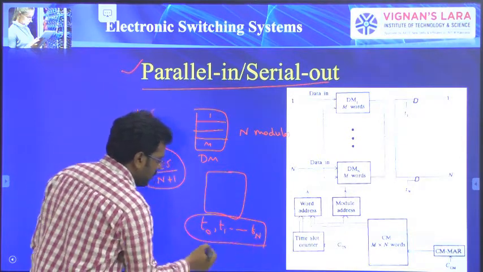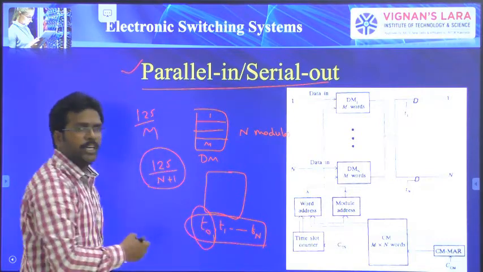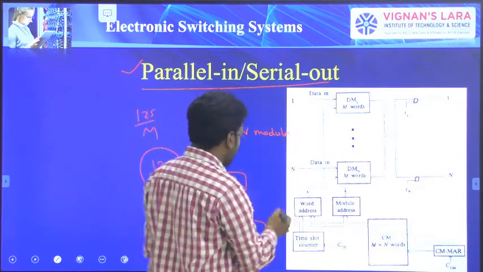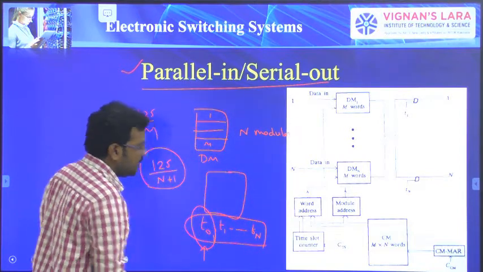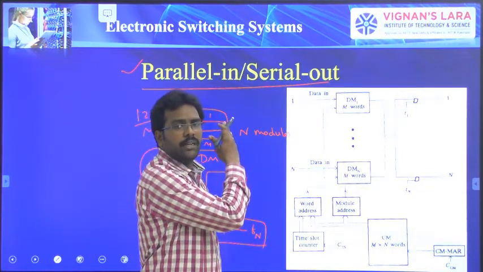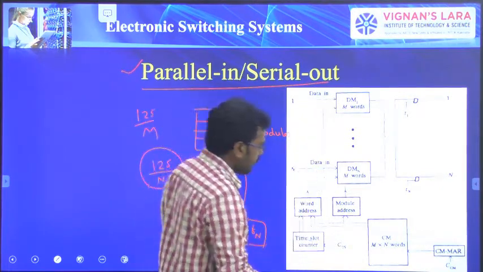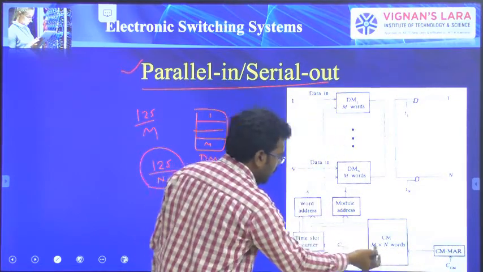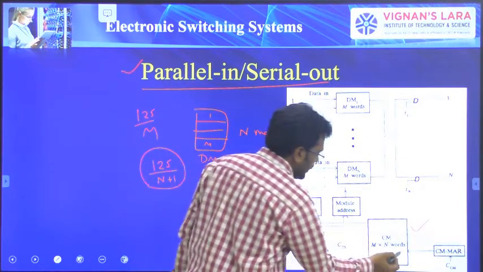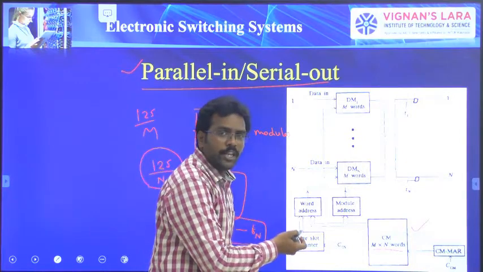So the operations proceed like this. In case of the T0 time slot, what is it going to do? It is going to read all the incoming lines' data into the corresponding data memories. So here we use again a hard control memory, and the size of the control memory is n cross m. Here it is using a 2-dimensional structure.